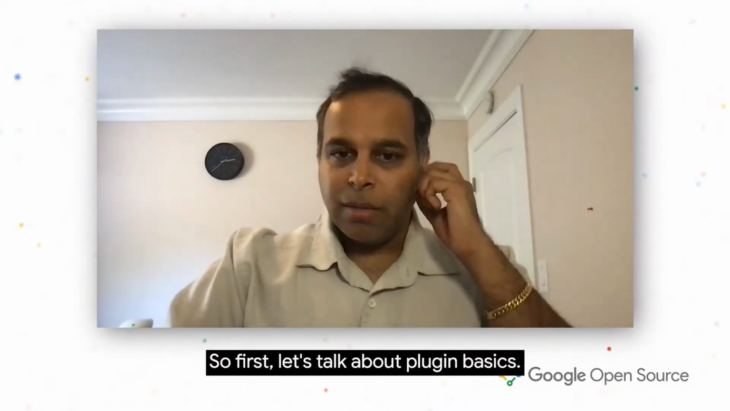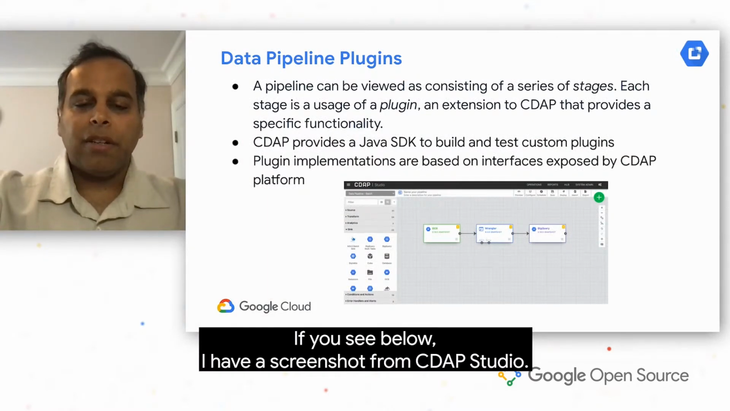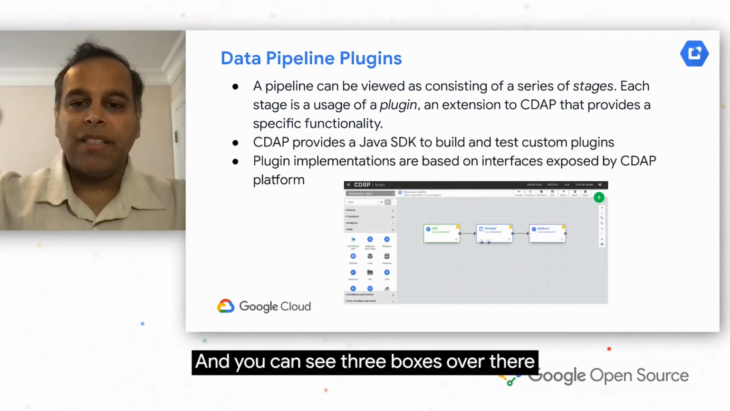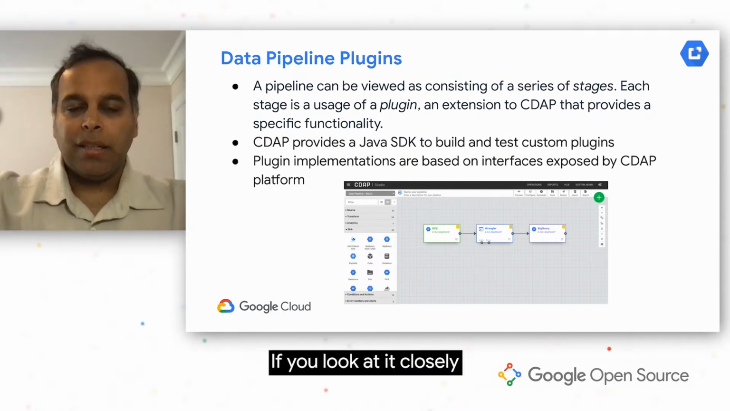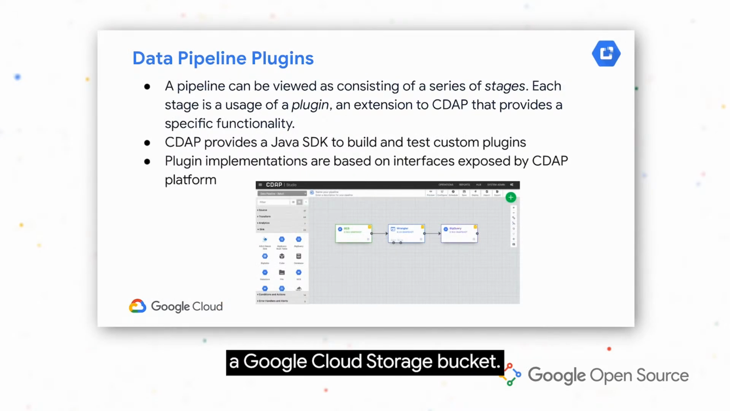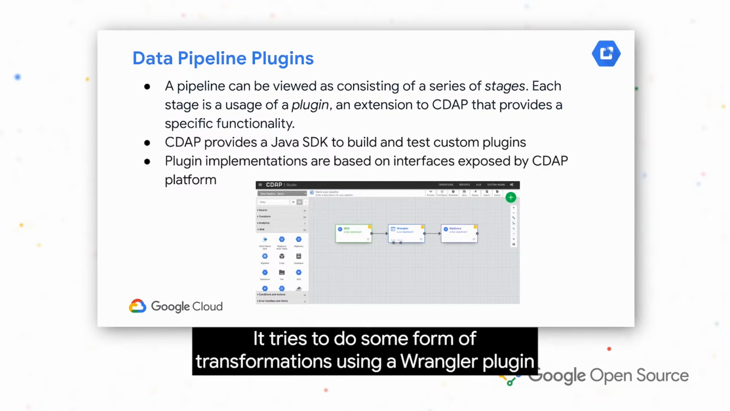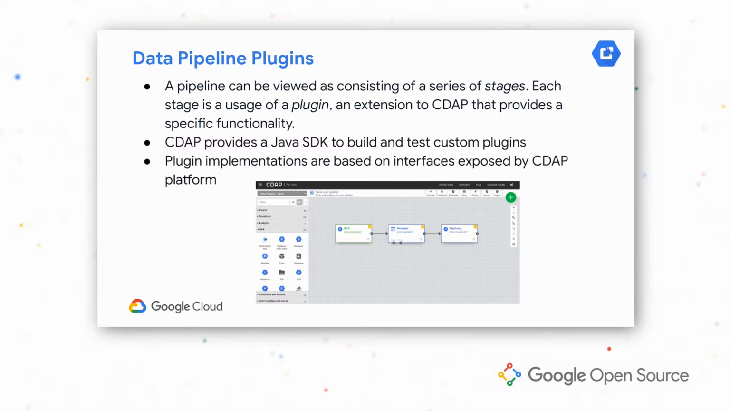So first, let's talk about plugin basics. Below, I have a screenshot from CDAP Studio, and you can see three boxes which define how a data pipeline is architected. If you look closely, the pipeline reads data from a GCS bucket, a Google Cloud Storage bucket. It does some transformations using a Wrangler plugin, and then writes it back into BigQuery, which is Google's data warehouse.